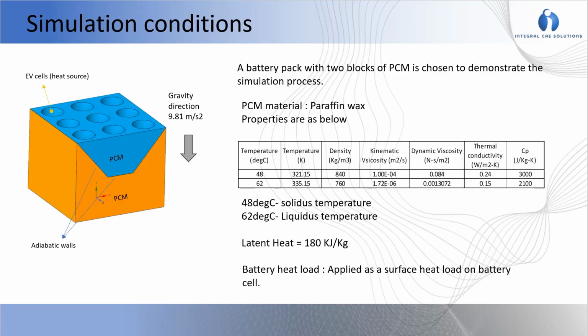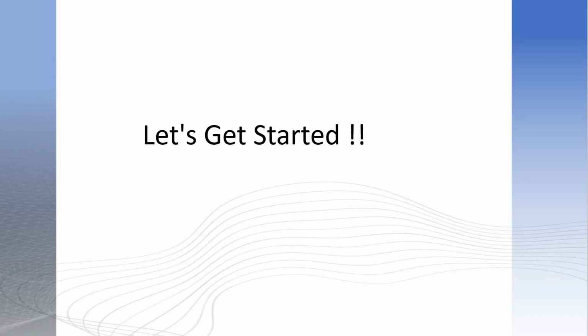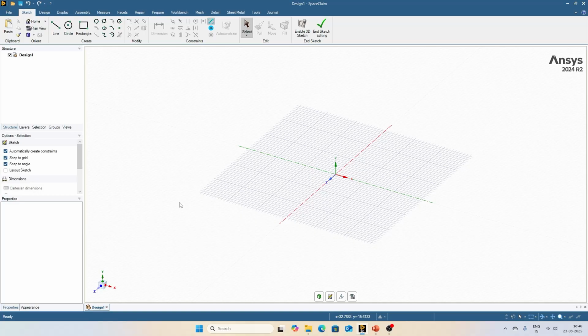A battery heat load will be applied on the cylindrical surface as we talked about. This is the simulation process that we are going to follow for this simulation. We're going to start off with the geometry creation from scratch. So geometry will be created in Ansys SpaceClaim Direct Modeler. Mesh will be generated in the Ansys Workbench Meshing tool. We'll set up and solve the problem in Ansys Fluent along with the post-processing of the results. Let's get started. So we're going to start off with creating the geometry first.